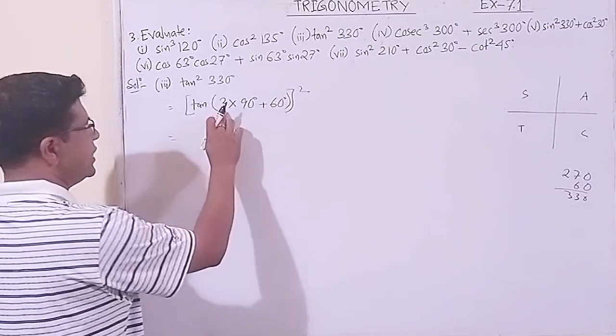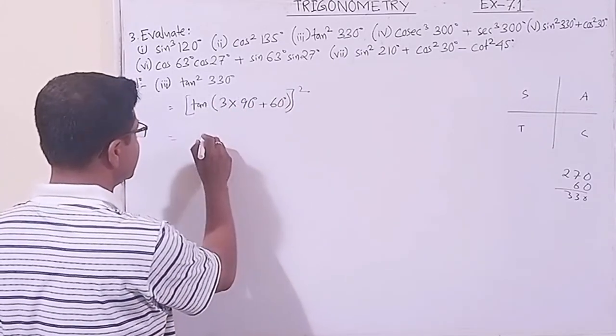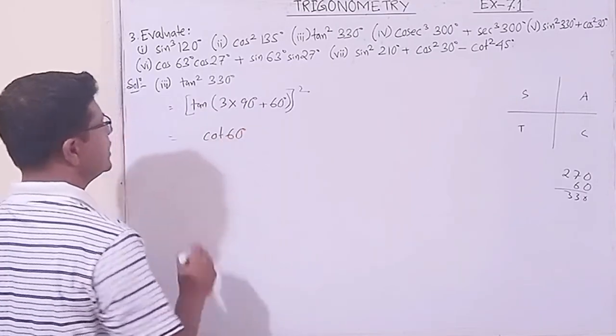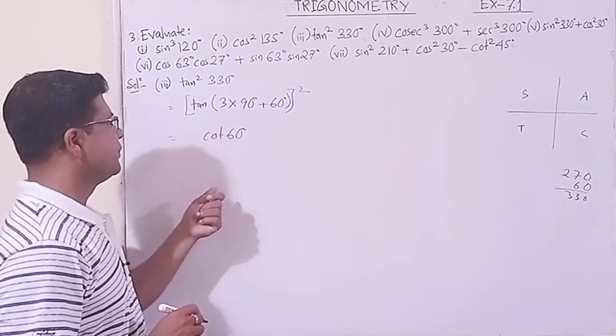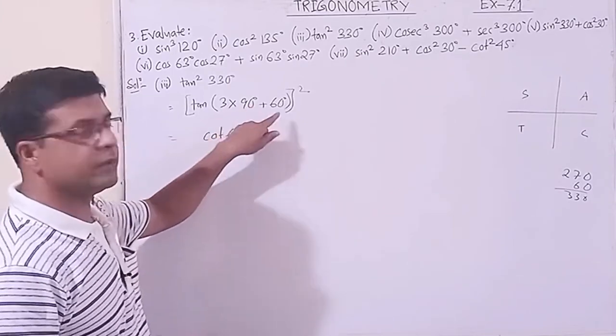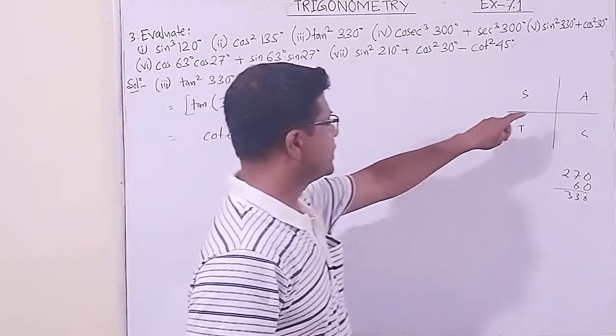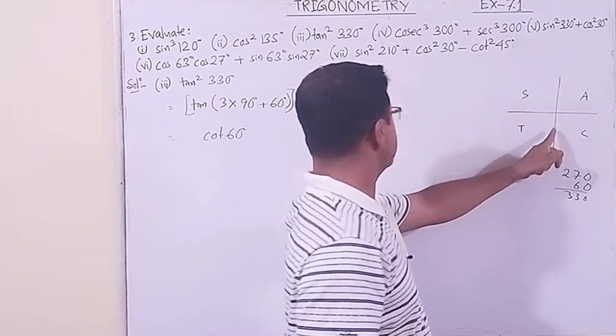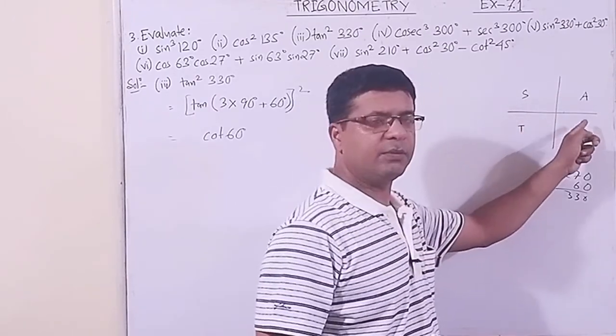Right. This is odd multiple of 90 degree. So tan is converted to cot 60 degree. Then we shall see its sign. This is in which quadrant? 3 plus 1, fourth quadrant. At first we have to rotate, we have to complete 390 degree. 1, 2, 390 degree plus 60 degree here. This is in the fourth quadrant.